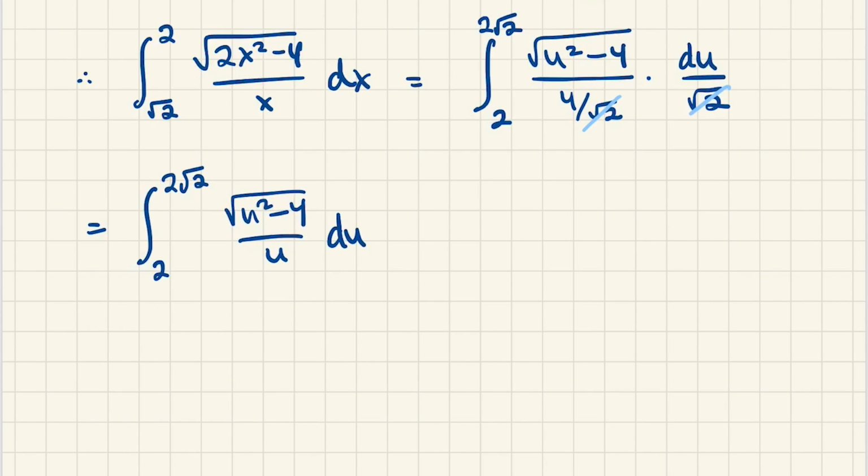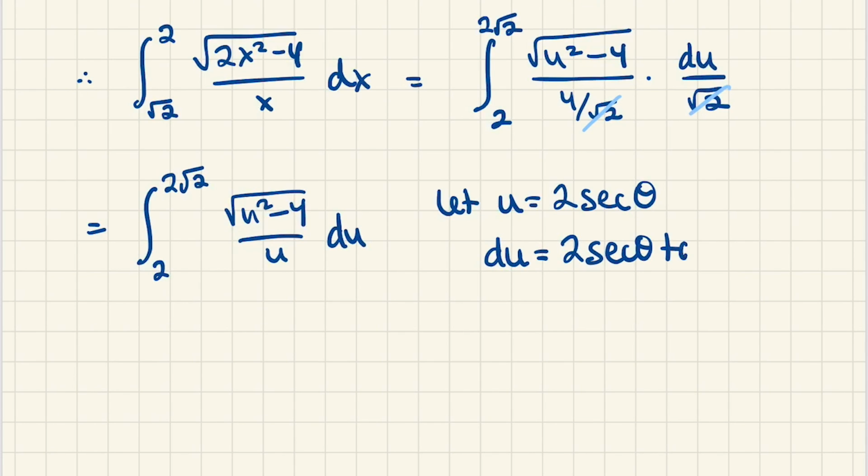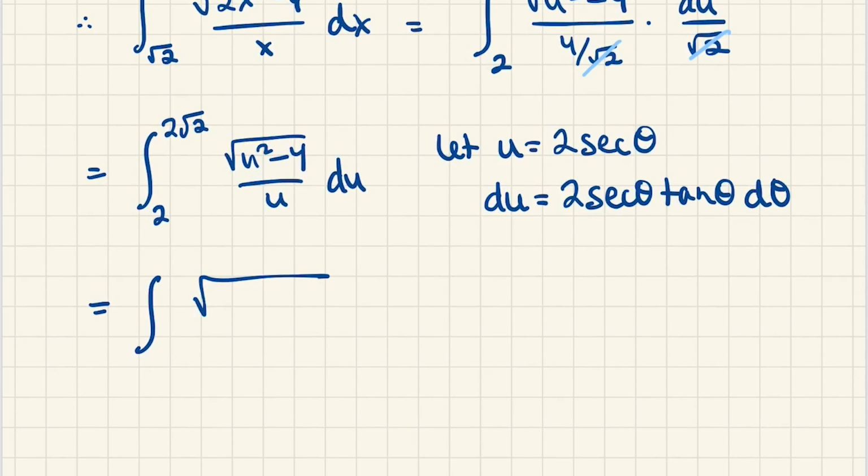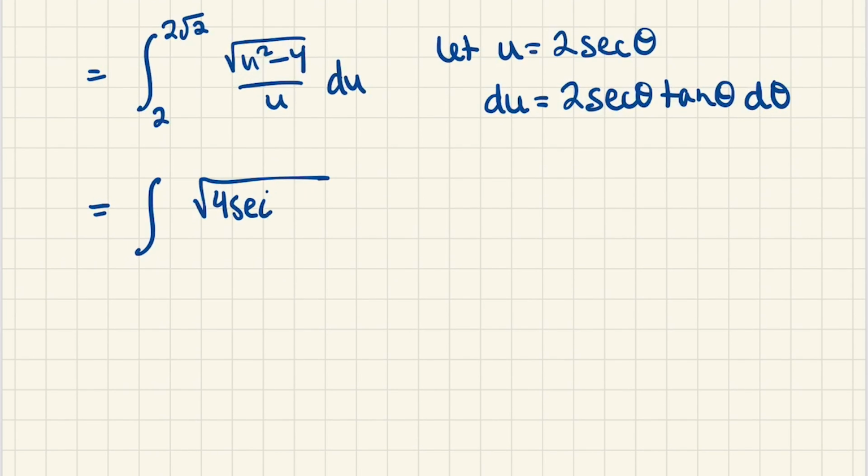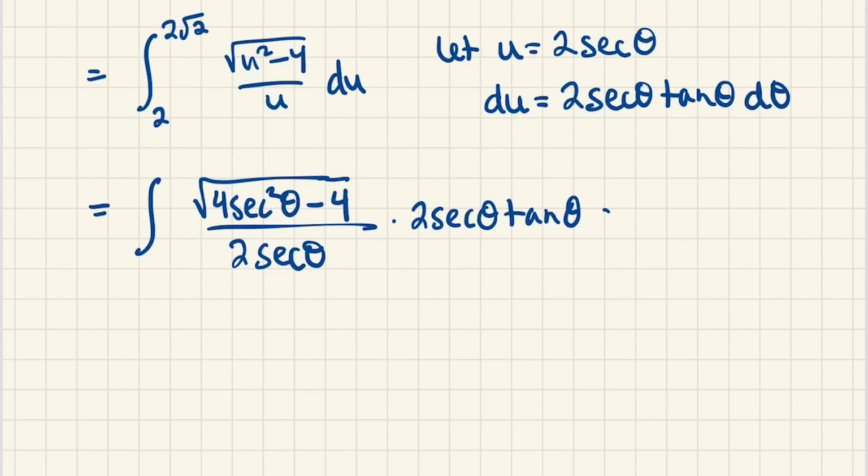And again, the form here being variable squared minus a squared means that we should let u be a, which in this case will be 2, times secant of theta. So du will be 2 secant of theta, tangent of theta, d theta. All right, let's see what this does to our integral. So we have the integral of square root of u squared, which is 4 secant squared theta minus 4, all divided by u, which is 2 secant of theta, and our du is 2 secant of theta, tangent of theta, d theta.